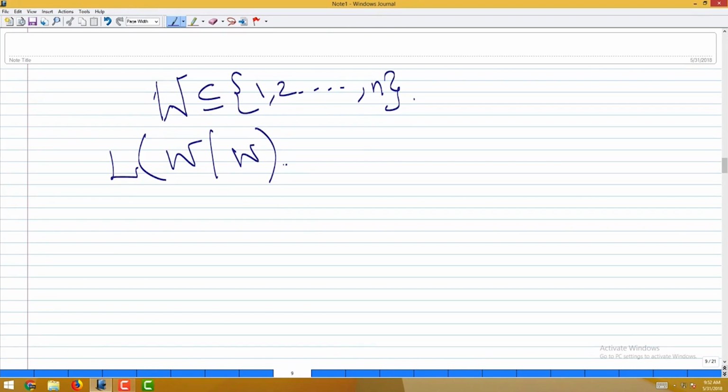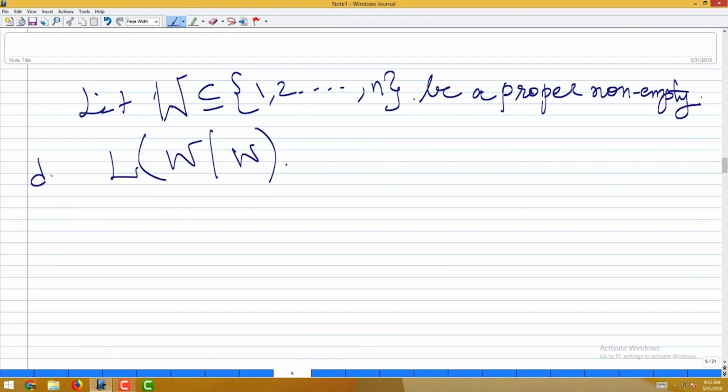So, let me give you the exact statement for this. So, let W be a subset of this, a proper non-empty subset of 1 to n, say the vertices, okay. Then the determinant of this L of W by W, that is nothing but deleting W rows, the rows labeled with the entries from W and the same columns, right, same columns that we remove.